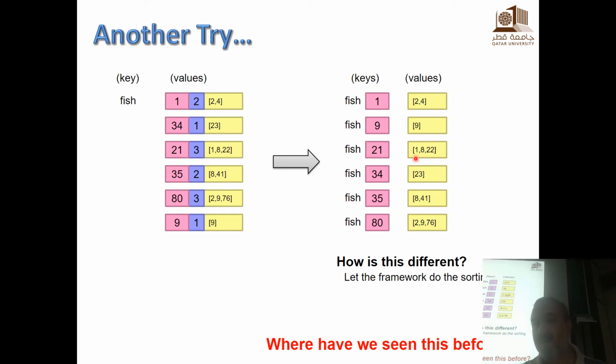And then fish 34 with that value, and so on. By the way, what are these values? The positions. Okay, the positions. Don't forget, these are the positions within this document.